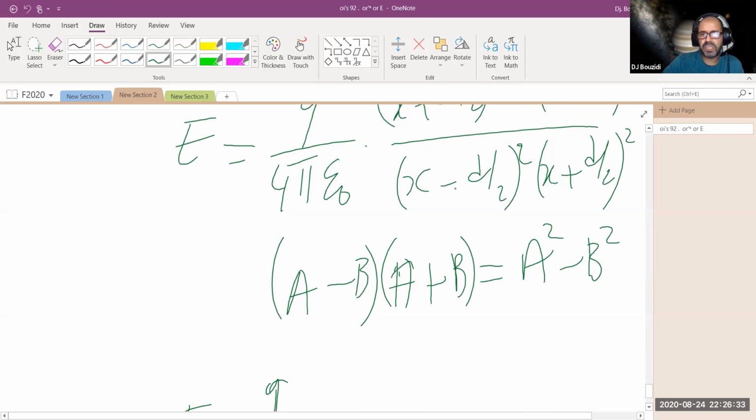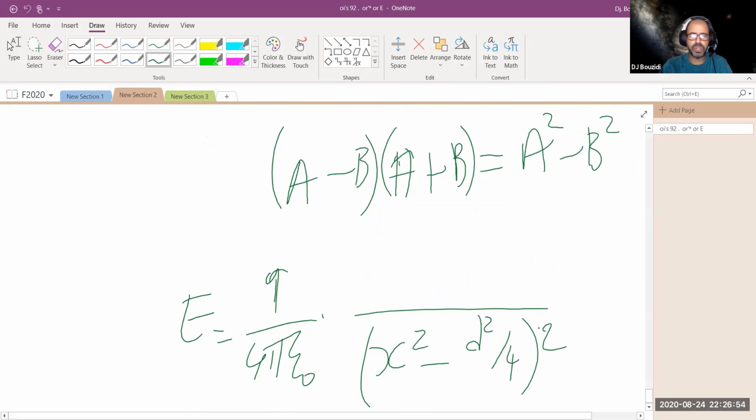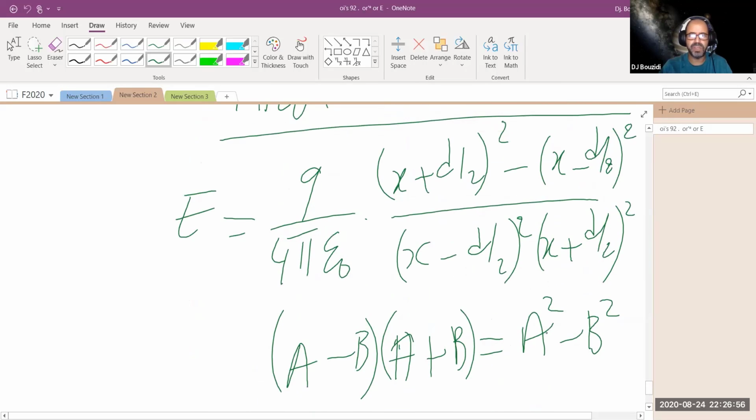Because I have x minus d over 2, which is this term, and I have x plus d over 2, which is this term. When I multiply them, after I remove the powers of 2 first, I have x squared minus this whole thing squared, which is d squared over 4. But don't forget, I have a power 2 in here, which I'm going to restore back. So that basically takes care of the denominator.